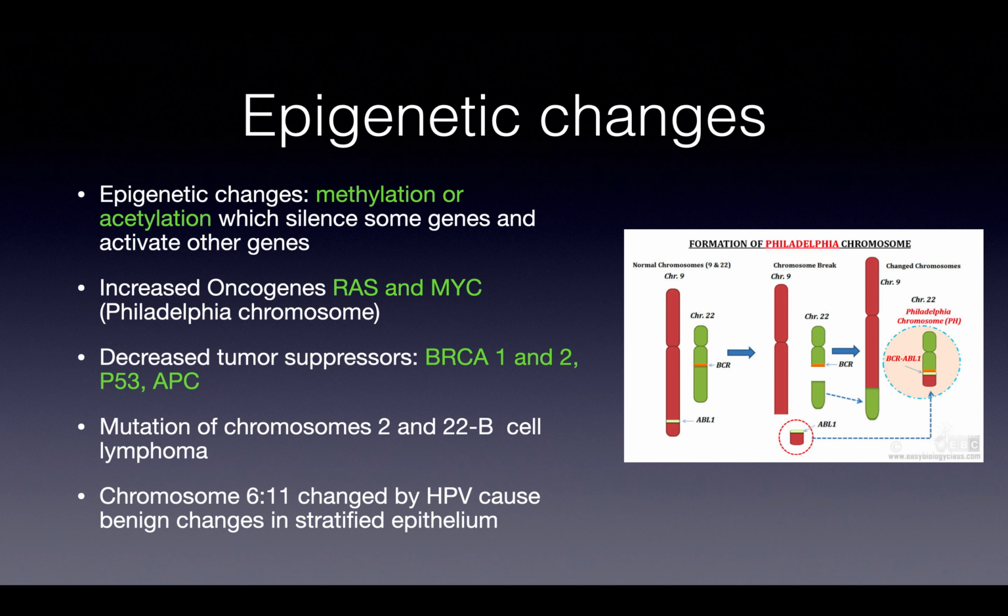The decreased tumor suppressors are going to be BRCA1 and 2, so that's breast cancer, along with the P53, which is associated with Li-Fraumeni syndrome, and APC, which is associated with familial adenomatous polyposis. The mutation of chromosomes 2 and 22 is associated with B-cell lymphoma, and the translocation of chromosomes 6 to 11 is usually caused by HPV.